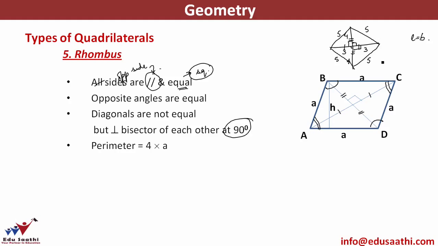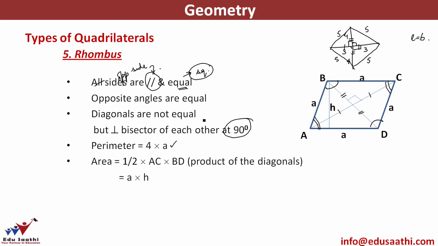Perimeter is 4 times the side. All the sides of a rhombus are equal to each other. To find out the area, I can find out the area of one triangle, multiply it with 4 to get to my answer. So it will be 4 times the area of this triangle.